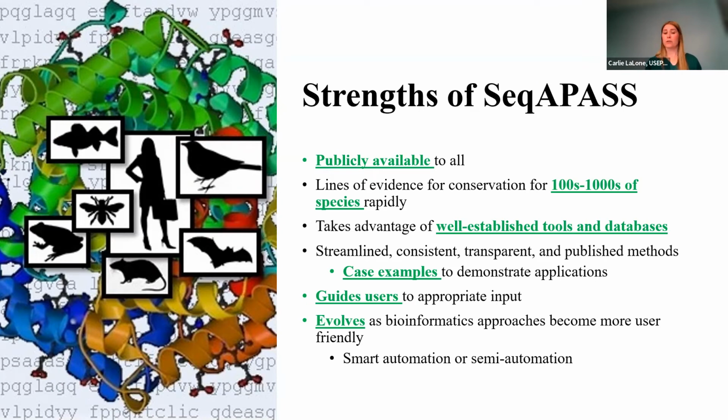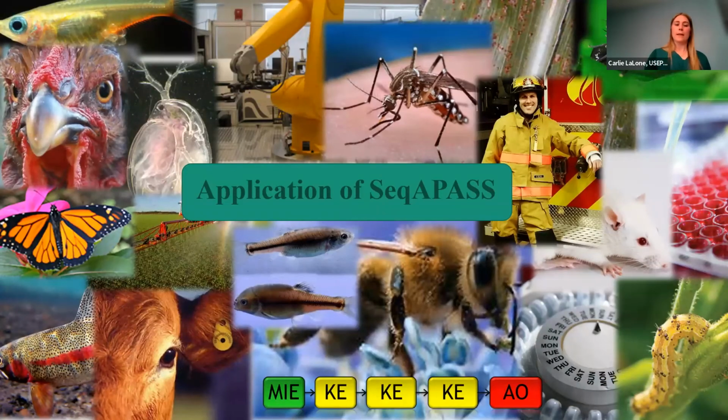When we've developed the tool, we find it very important to generate case examples to demonstrate applications for decision-making, how this can be used. So I'm going to talk a little bit about that in the coming slides. We have a user's guide as well as help menus throughout the tool. And one thing that's very important, I think, is paying attention to the science. So as bioinformatics approaches evolve and become more user-friendly, where we can automate or semi-automate those approaches for thinking about species at the molecular level and conservation of targets, we want to be able to advance the SeqAPAS tool. And so most importantly, I think, is demonstrating application of SeqAPAS.